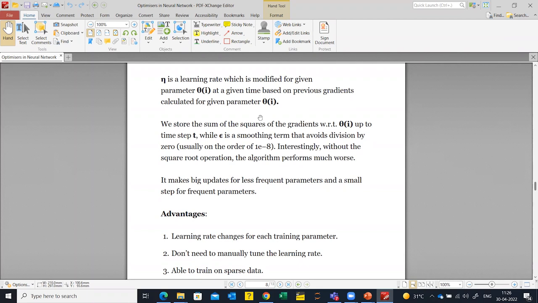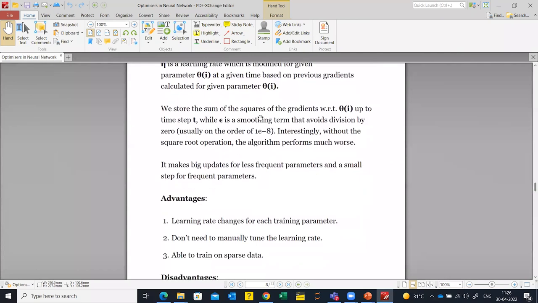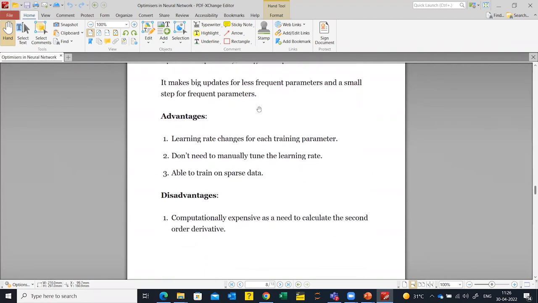Now these errors, the difference between the predicted and the actual values, are handled by the smoothing term, which avoids division by zero, helps with the square root operation, and improves the algorithm performance over time. So you don't have to worry about the mathematical concept, but just try to understand that it makes big updates for less frequent parameters and small steps for frequent parameters. That's why we have advantages like the learning rate changing for each training parameter. You don't need to manually tune the learning rate, and it is able to train on sparse data. So even if you don't have densely populated data, if you have sparse data, you can train this model. You don't have to manually adjust or tune the learning rate, so you are free from doing it. No manual intervention is required to update the learning rates.